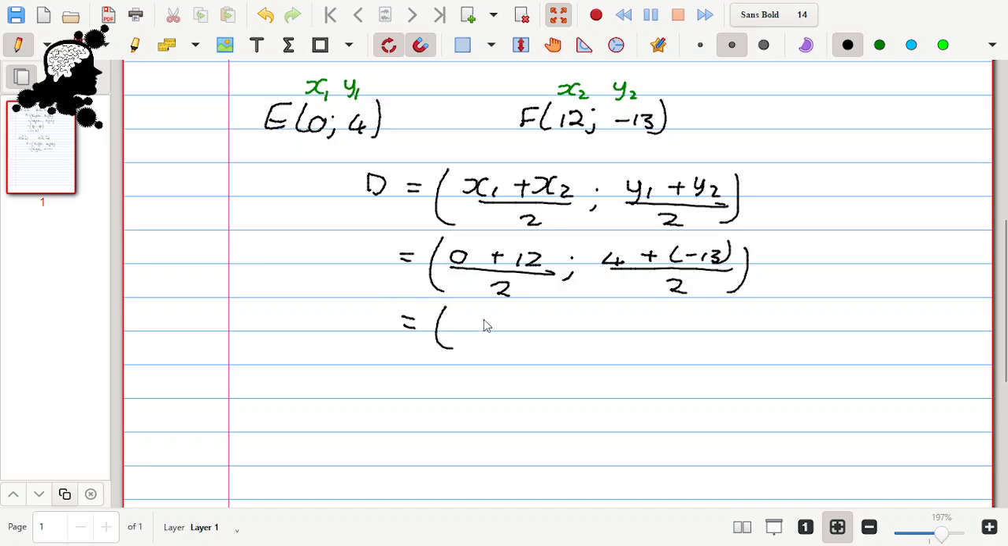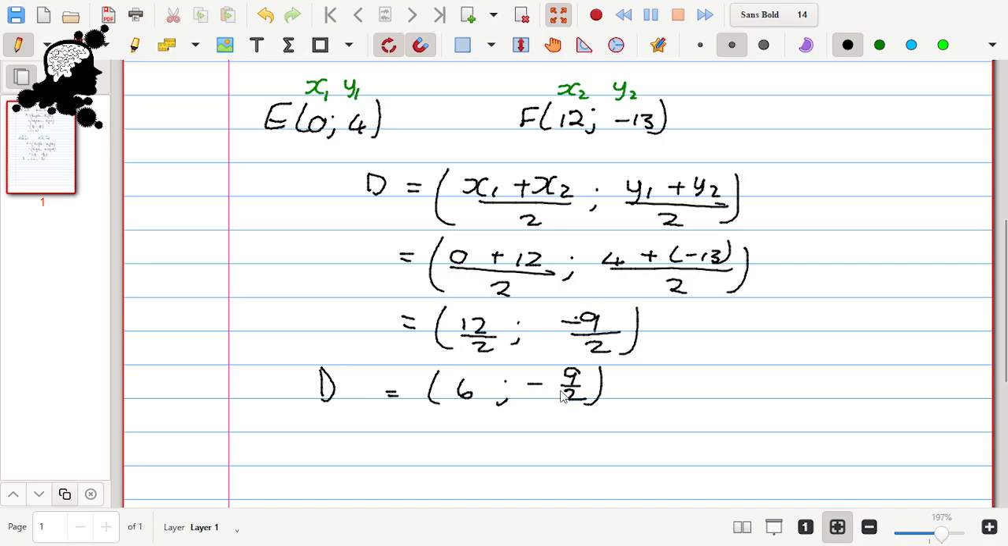When we simplify this, we're going to get 12 plus 0, that's just 12, divided by 2. And then 4 plus minus 13, that's going to give us negative 9 over 2. And so your coordinates of D would be 12 divided by 2, that's 6. Then we're just going to leave this as negative 9 over 2.